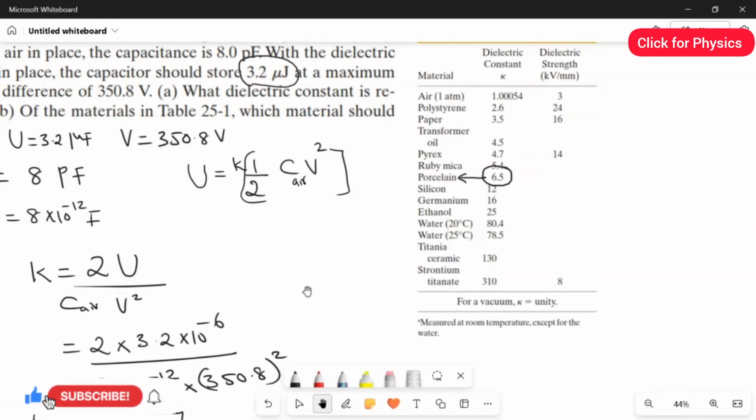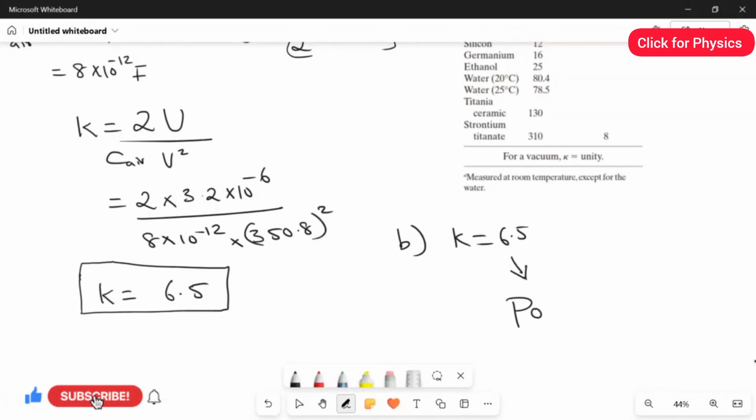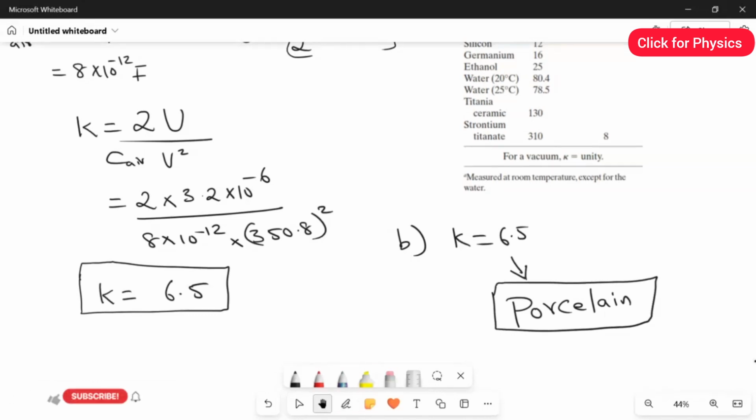Why? Because the answer in the first part we got is 6.5. So how can you answer the second part? The value K equal to 6.5 matches the value in the chart, which is related to the material porcelain. So this material is used in the capacitor. This is the answer for this question.